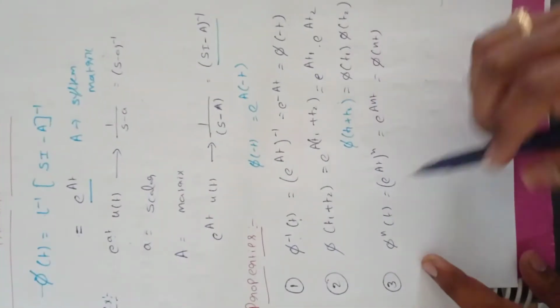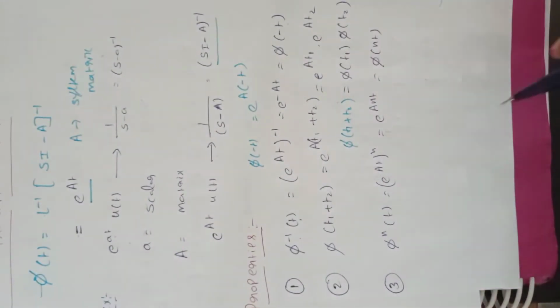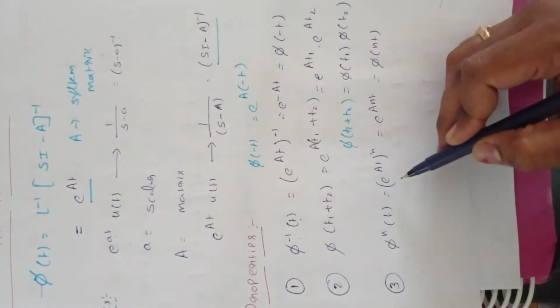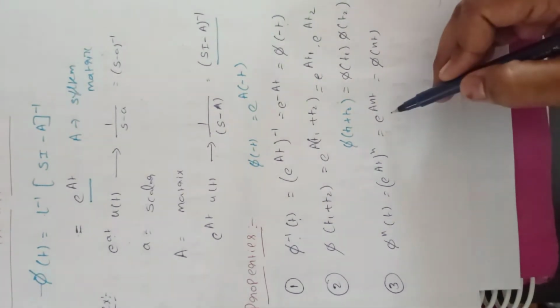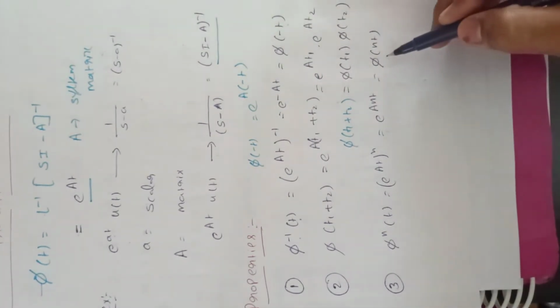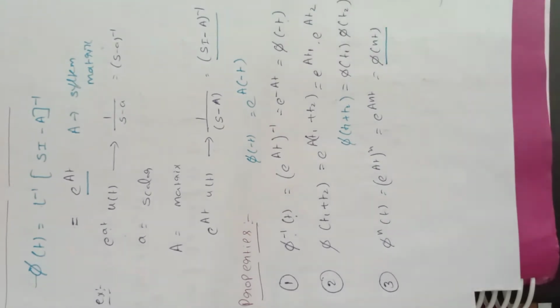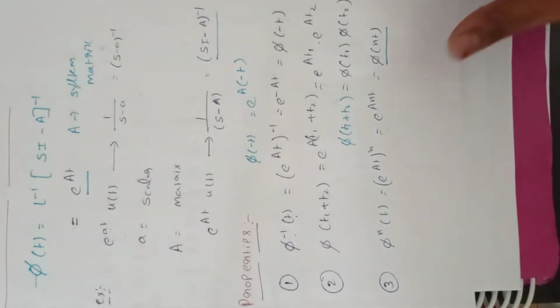And also if you raise it to some power n, phi to the power n t is equal to e power a t whole power n, that is equal to e power a n t, which is also represented as phi of n t. These are the three main properties of the state transition matrix.